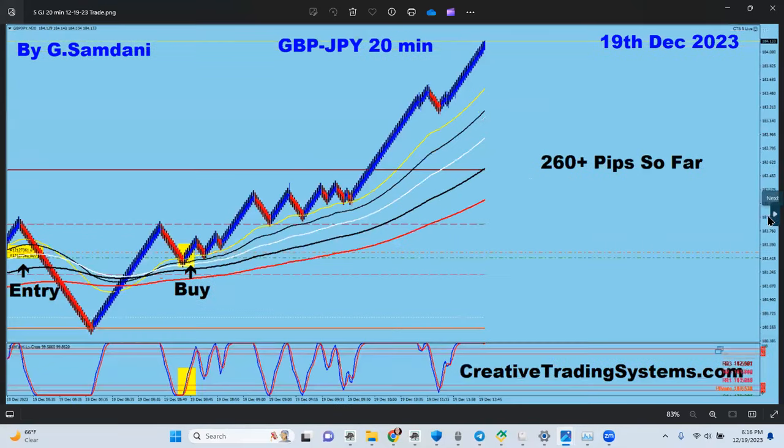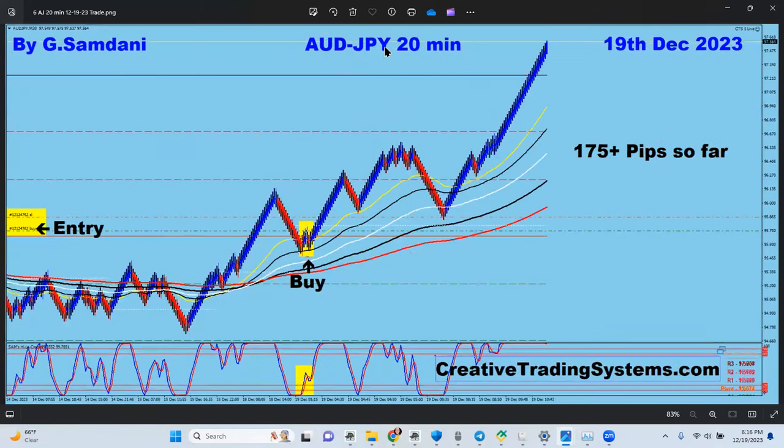Look at the next one. My EA caught this one as well. Buy order right there. It went up, boom, boom, boom. And this one, by the book. Perfect. Everything aligned, all the indicators, and 260 pips all the way. This one, Aussie Yen, same scenario, same setup, beautiful by-the-book setup. Buy orders right there, 175.